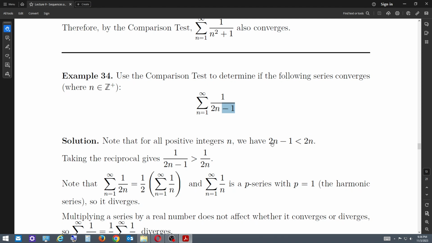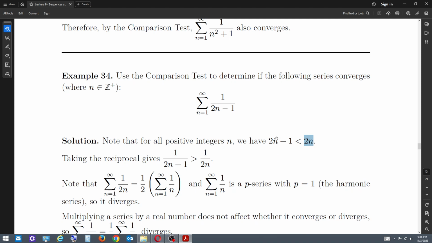Right? I need to actually establish that. Now, this 1 over 2n minus 1. If this 1 wasn't there, the number would be bigger because I'm subtracting. So subtracting 1 from 2n makes it less than if I had just had 2n. So here we have a bigger number. So 2n minus 1 is less than 2n.